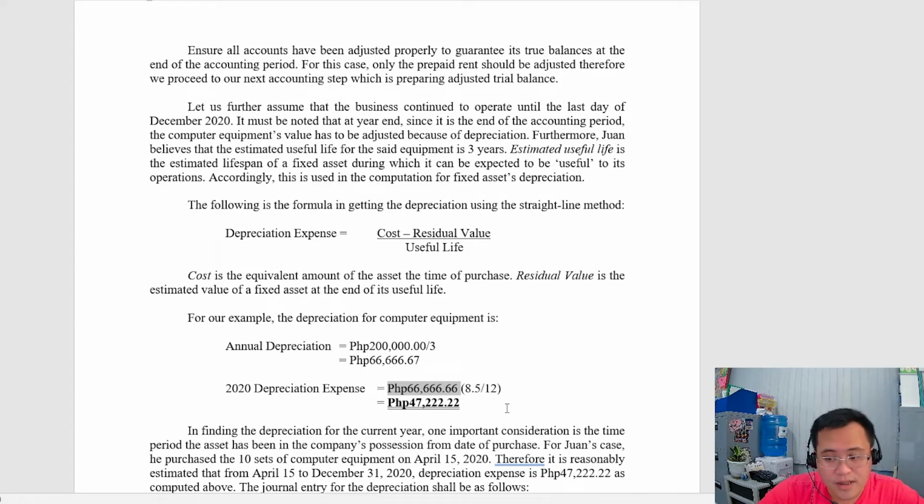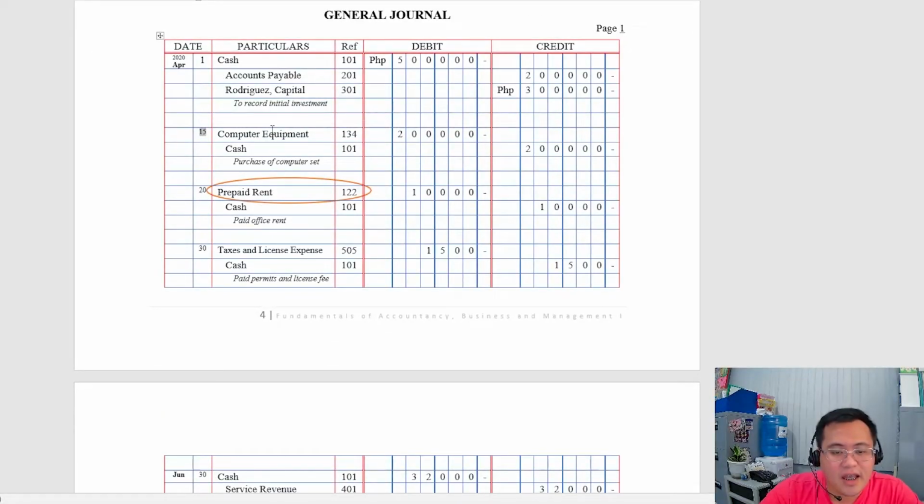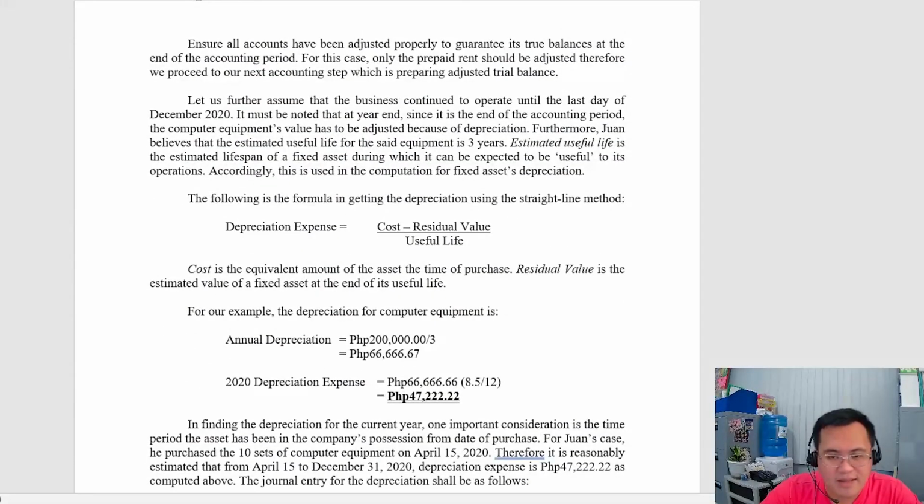you purchased the computer set not on January 1 but at the middle of the year. If I'm not mistaken, you were able to purchase the computer set at the middle of the year. Okay? Let's try to check the date when it was purchased. Let's go to April 15. April 15, you purchased the computer equipment, so you have to count the remaining months. So April 15, we have 15 days, so that is considered 0.5. So we have May, June, July, August, September, October, November, December. So we have 8.5 months remaining for that year.